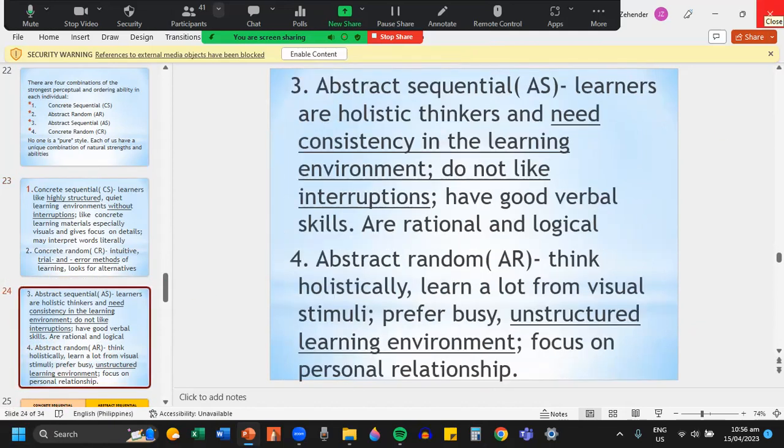Next, we have abstract sequential. So ito sila, these are learners who are holistic learners and need consistency in learning environment. They do not like interruptions at all. Okay? So they have good verbal skills, are rational and logical. Okay, so next, abstract random. Okay, so abstract random, they think holistically, learn a lot from visual stimuli. Okay, so they prefer busy, unstructured learning environment, and they focus on personal relationship.